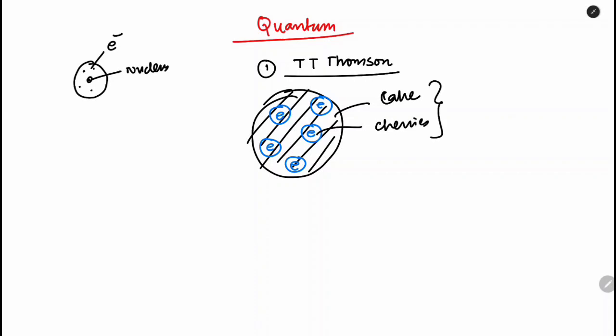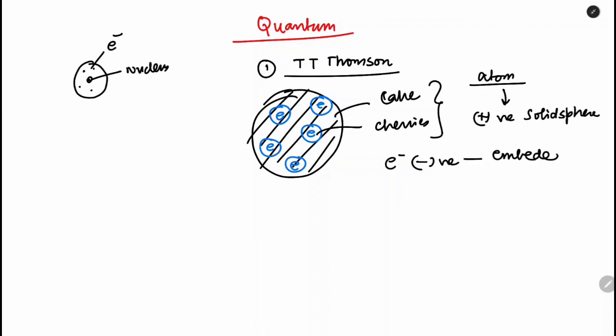Thomson suggested that the atom is a positively charged solid sphere, and electrons are embedded in it. Electrons are negatively charged, and this way the atom is neutral. The atom doesn't have any charge. So this is the general idea of how JJ Thomson explained what atoms look like.